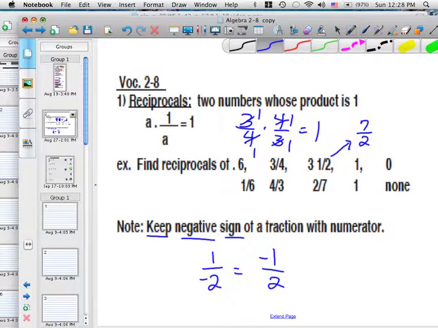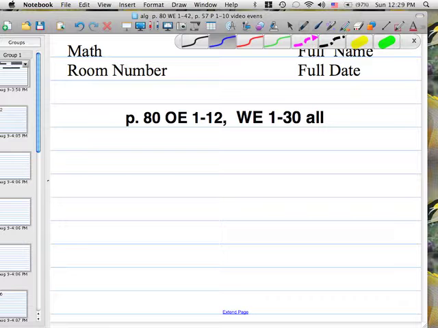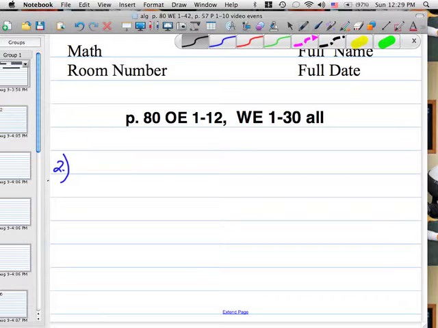You need your paper for your assignment. Make sure your heading is correct: math, room number, full name, full date. And we're on page 80, oral exercises 1 to 12. So starting with number 2. State the reciprocal in simplest form.